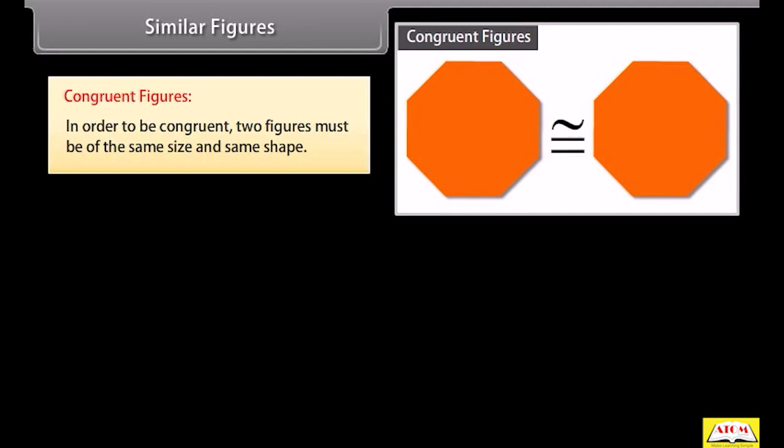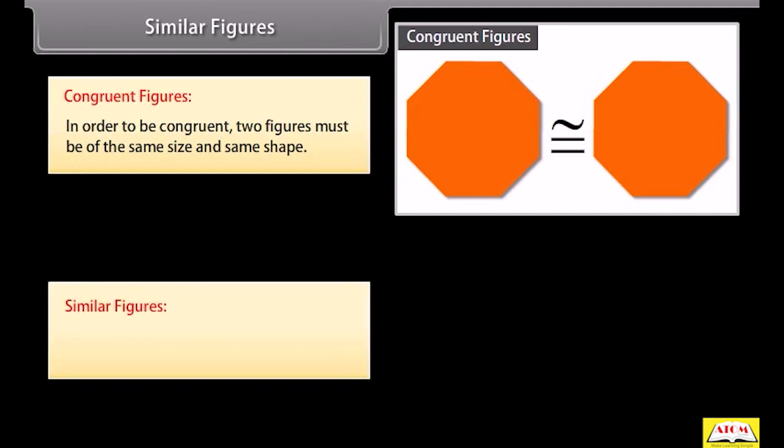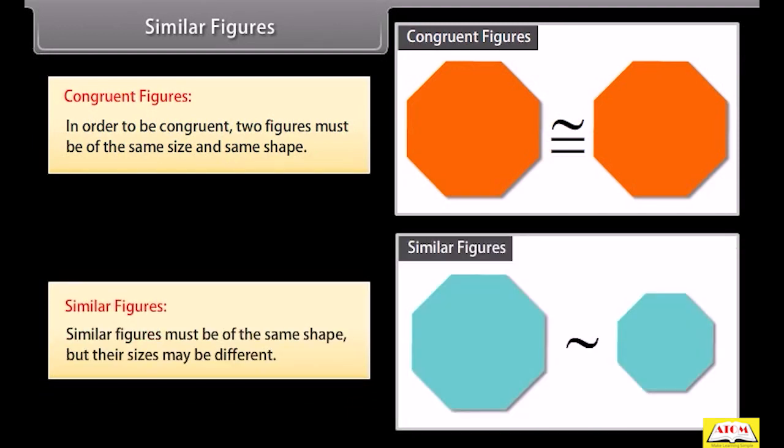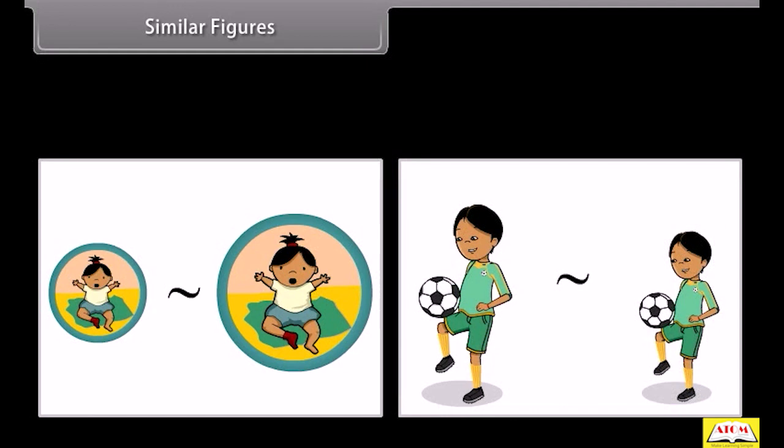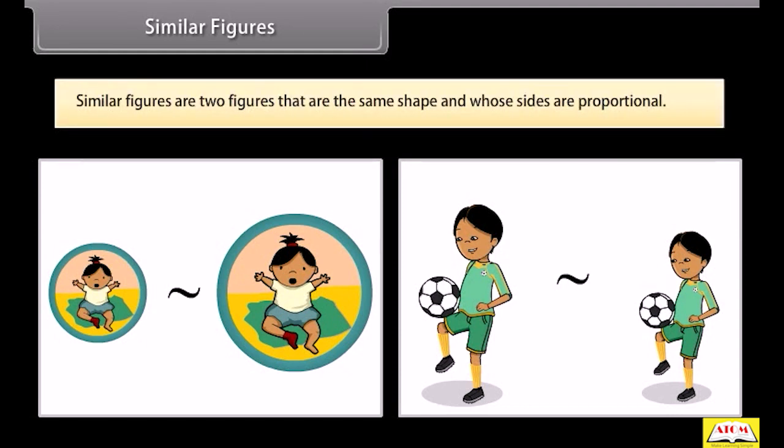Similar figures. Congruent figures: in order to be congruent, two figures must be of the same size and same shape. Similar figures must be of the same shape, but their sizes may be different. This is the symbol that means similar. When you have a photograph enlarged, you make a similar photograph. A photograph can also be shrunk to produce a slide. So, similar figures are two figures that are the same shape and whose sides are proportional.